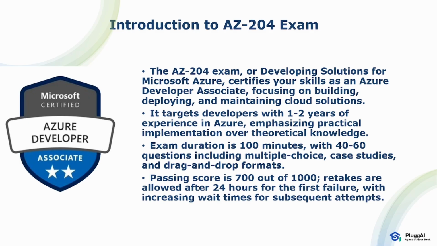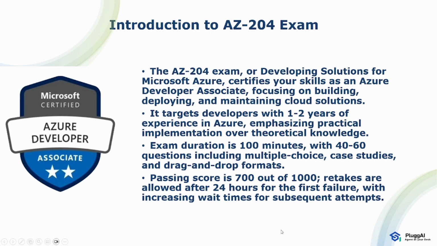Don't worry if you're not an expert yet. This exam is practical, not just theory. You've got 100 minutes to answer 40 to 60 questions. These can be multiple choice, case studies where you read a business scenario and pick the best solution, drag and drop for ordering steps, or even hot areas where you click on parts of a diagram. Passing score is 700 out of 1,000, which sounds scary, but it's achievable with good prep. No negative marking, so always guess if you're running out of time.